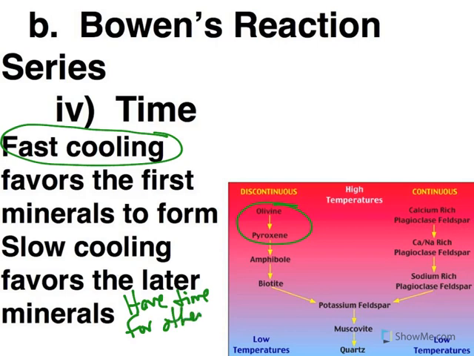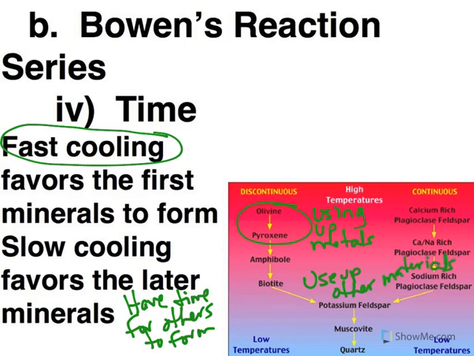Essentially what happens is, first you're going to be using up the metals. And then you're going to start using up other materials. And so by the time you get to quartz, all that's left is silicate and no other materials to combine with it. So if it cools quickly, you never get to this point of only silicate remaining. You're going to be making stuff in this early stage.